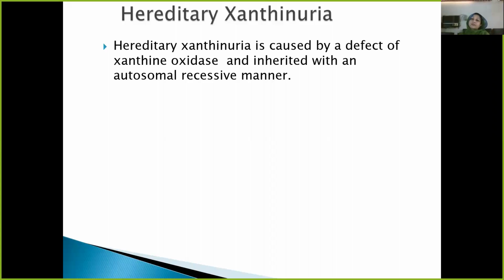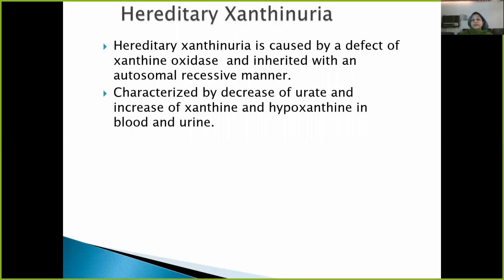Hereditary xanthinuria is caused by a defect of xanthine oxidase and is inherited in an autosomal recessive manner, characterized by decrease of urate and increase of xanthine and hypoxanthine in the blood and urine. May start at any age.